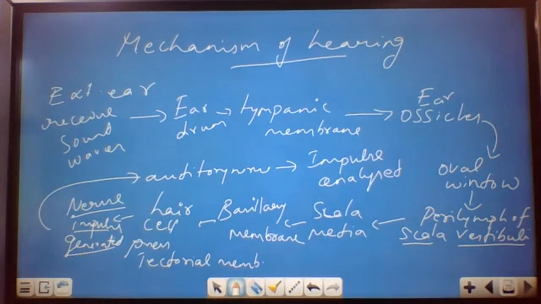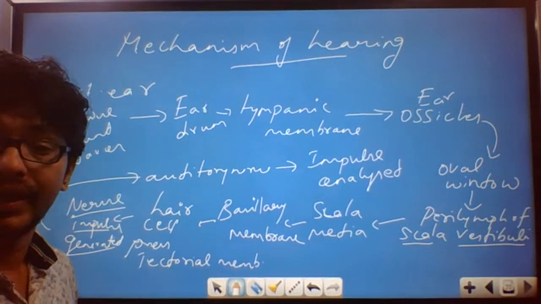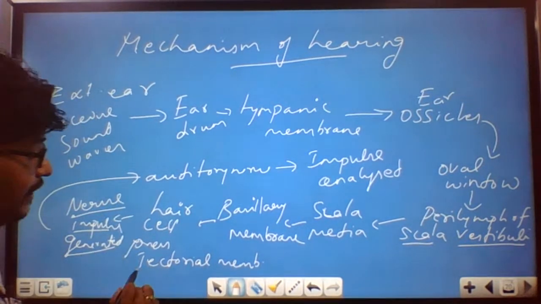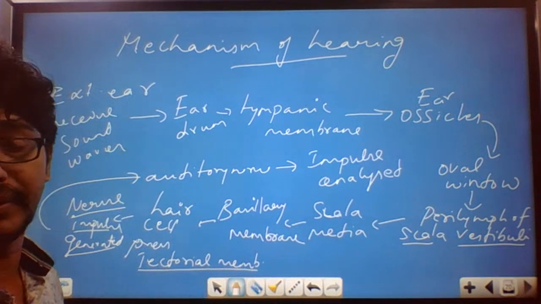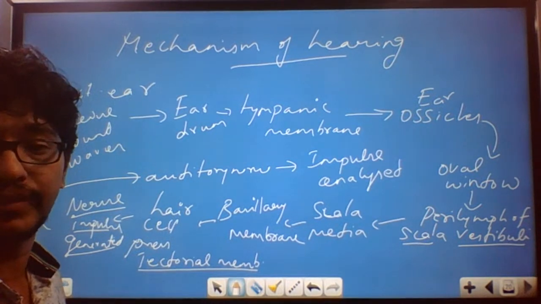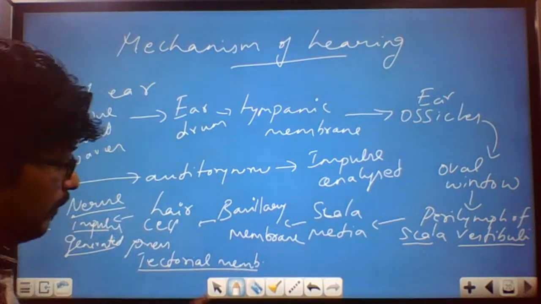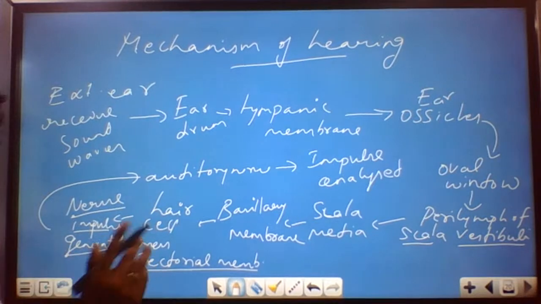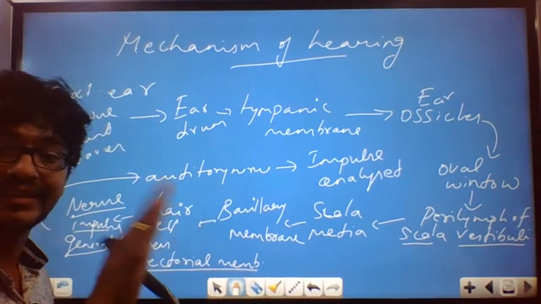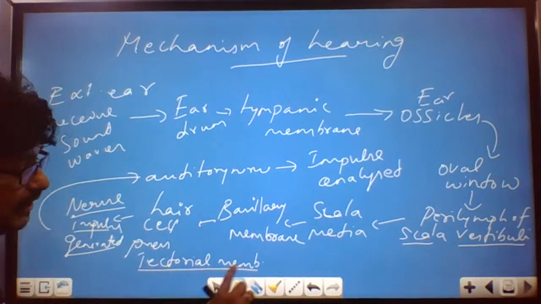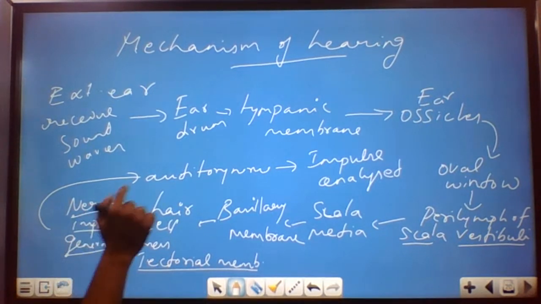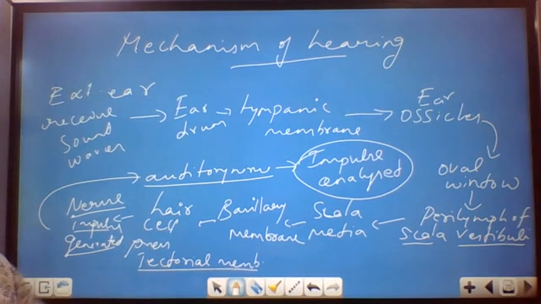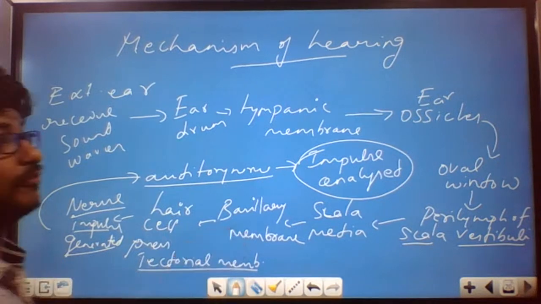The question comes even this way: which part is responsible for the generation of the nerve impulse? Then the tectorial membrane. They give different membranes, Reissner's membrane, basilar membrane. So the tectorial membrane is the part where the nerve impulse is generated. This is because the hair cells slightly start bending by means of the vibration. It goes to the auditory nerves, and at last the impulse gets analyzed, and finally sound is recognized.